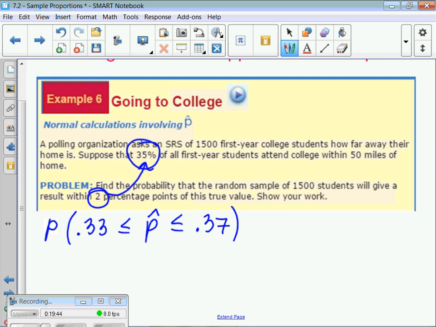All right, we're going to need the mean and the standard deviation in order to use normal CDF, right? When you plug normal CDF into your calculator, we're going lower bound, upper bound, those two things. But then we need the mean and we need the standard deviation. So mu of p hat. Kelly, what would mu of p hat be? Exactly. It's the same as the true proportion, 0.35.